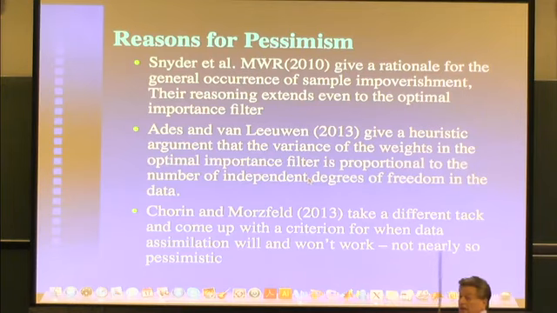Aids and Van Leeuwen very recently gave a nice heuristic argument that even in the case of the optimal importance filter, the variance would be proportional to the number of independent degrees of freedom in the data, which, if you're looking at order of tens of observations, is going to be a real problem.